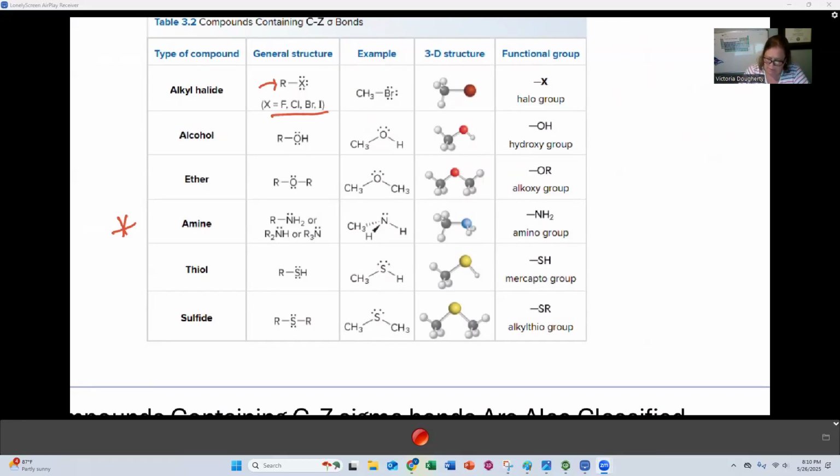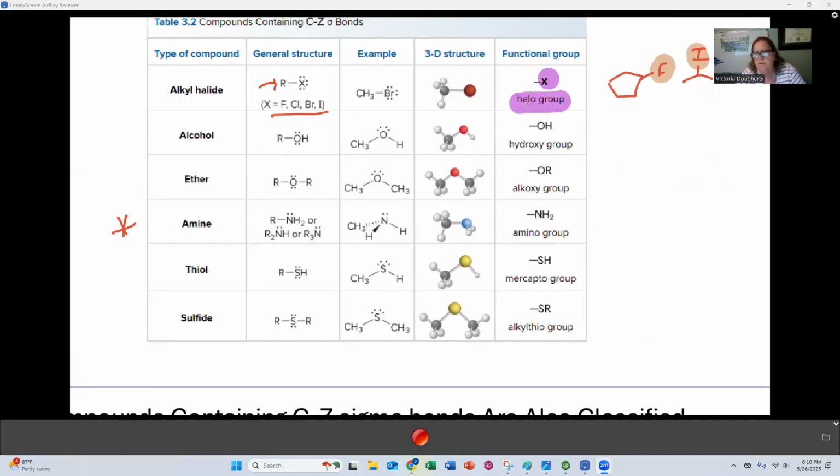So an alkyl halide could be this guy here with a fluorine. It could be this guy here, where I have an iodine. Now, obviously, these are different halogens, but these are both classified as alkyl halides. The X group, whatever it is, is referred to as a halo group.